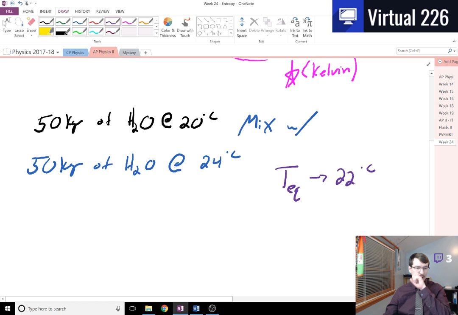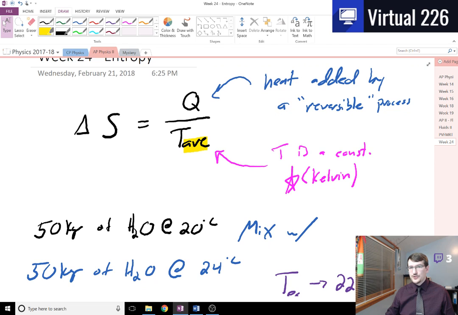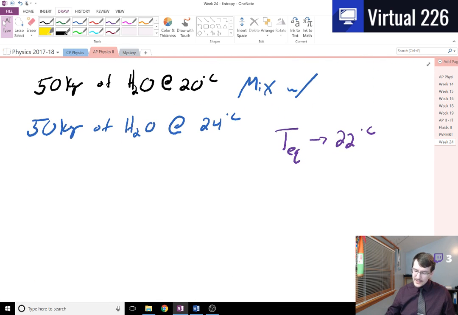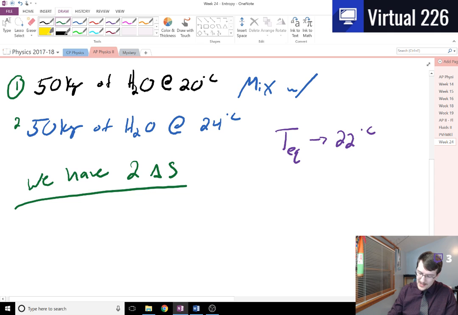And that just kind of makes sense. You have the exact same water, the same mass of it, 20 to 24, we go halfway in between there, boom, it's 22. A lot of people think that our average temperature for our entropy is going to be 22 here, and it's not. We need to be a little careful about this. In this problem, we actually have two changes of entropy. We have one from the cooler water and then the second from the warmer water. And the total change of entropy here is the sum of those entropies added together.